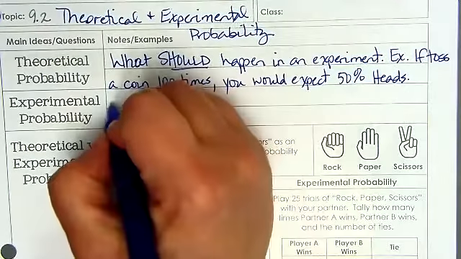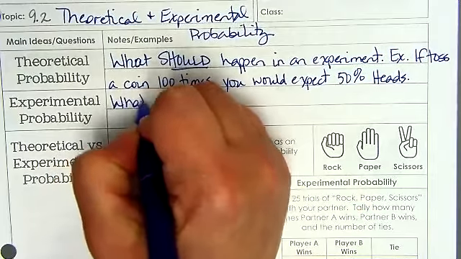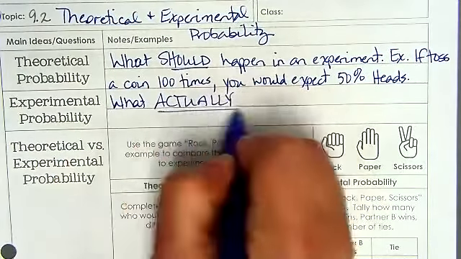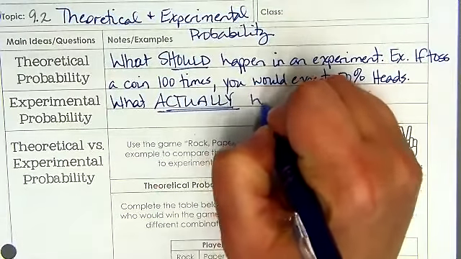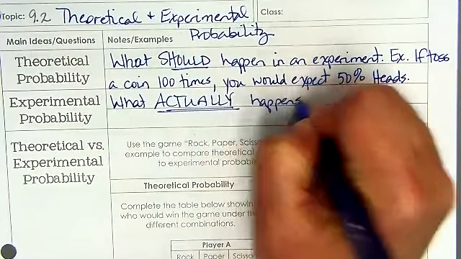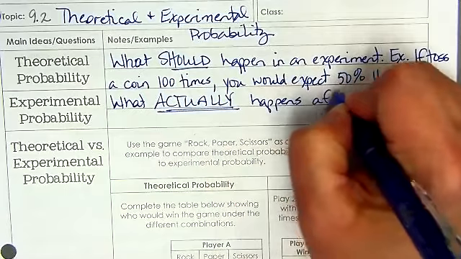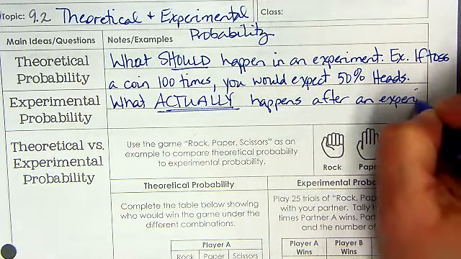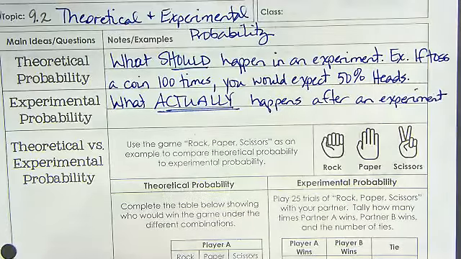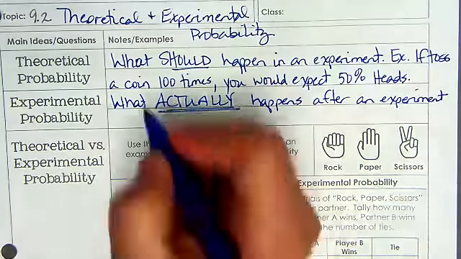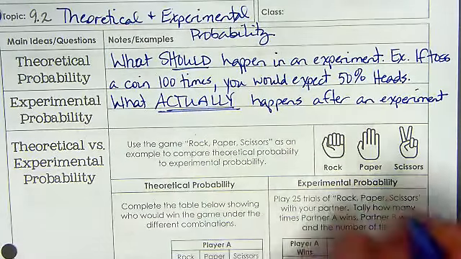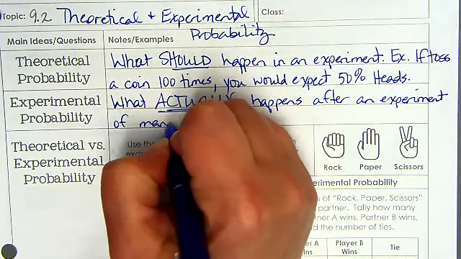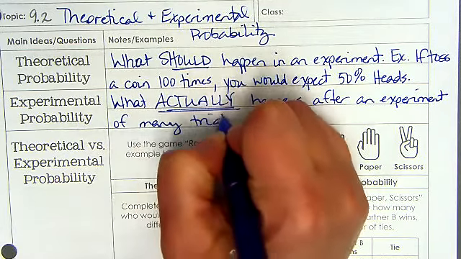Experimental is what actually happens after an experiment. And we all know we flip coins, for some reason it always lands on one side versus the other. Okay, it's what actually happens after an experiment of many trials.